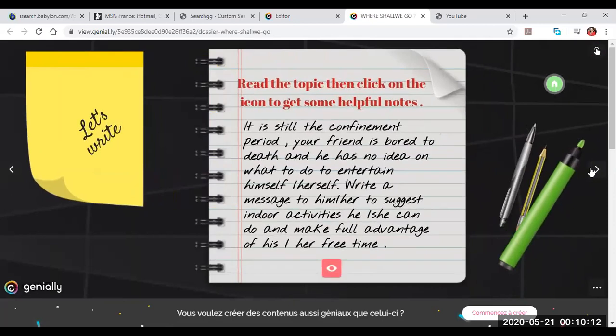We come to the writing part or the production part. Let's read the topic. Read the topic, then click on the icon to get some helpful notes. It is still the confinement period. Your friend is bored to death and he or she has no idea what to do to entertain himself or herself. Write a message to him or her to suggest indoor activities he or she can do and make full advantage of his or her free time.